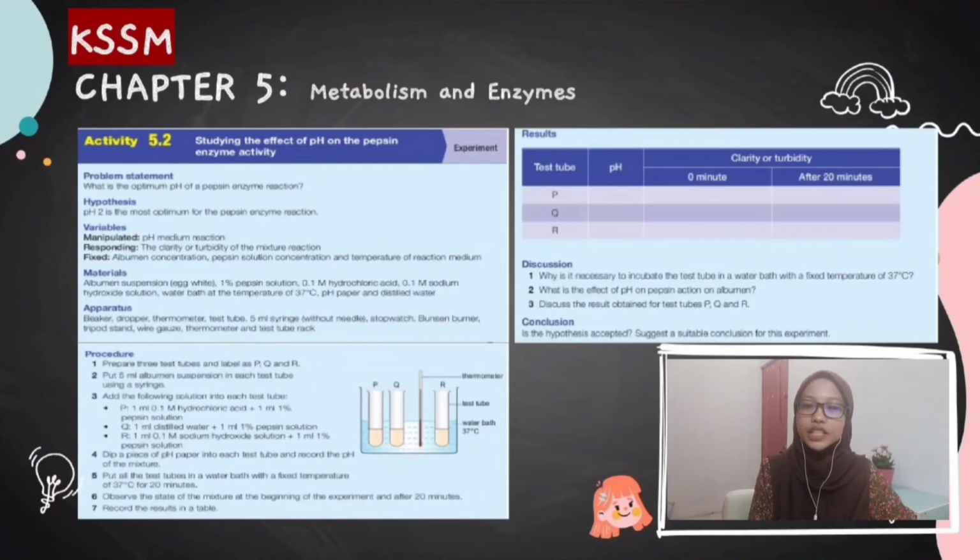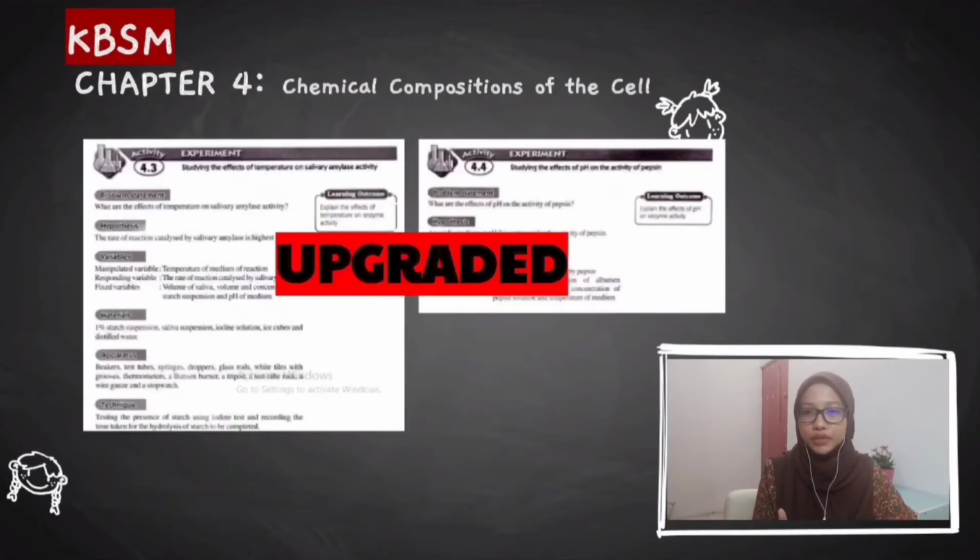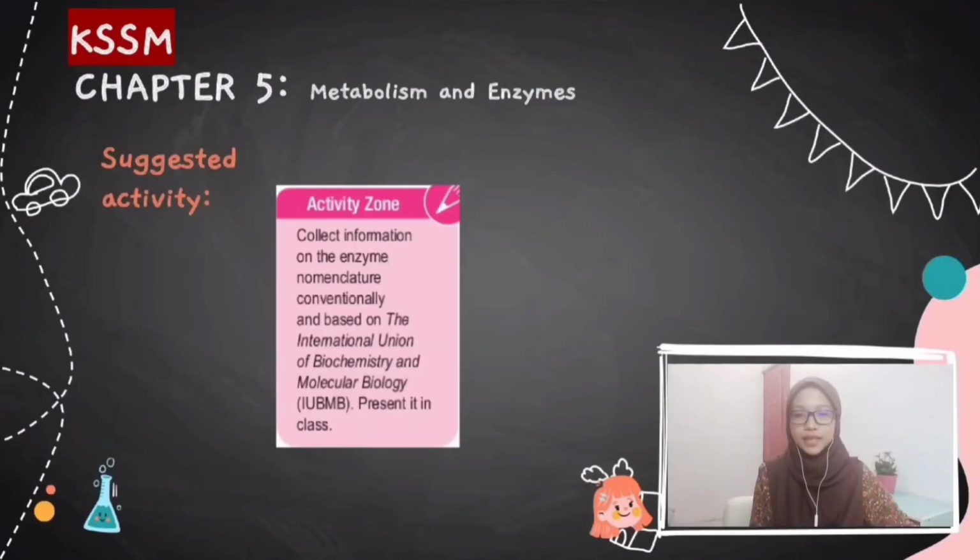Like I said earlier, Chapter 5 KSSM, which is metabolism and enzymes, is a newly introduced topic. So based on my observation, both of these experiments, Activity 5.1 and 5.2 in KSSM, come from Chapter 4 KBSM under Chemical Composition of the Cell. It is a good upgrade as it is more suitable to put under this new chapter rather than in the previous KBSM. Another suggested activity in KSSM Chapter 5 is that students may collect information on enzymes from external resources to improve their understanding.